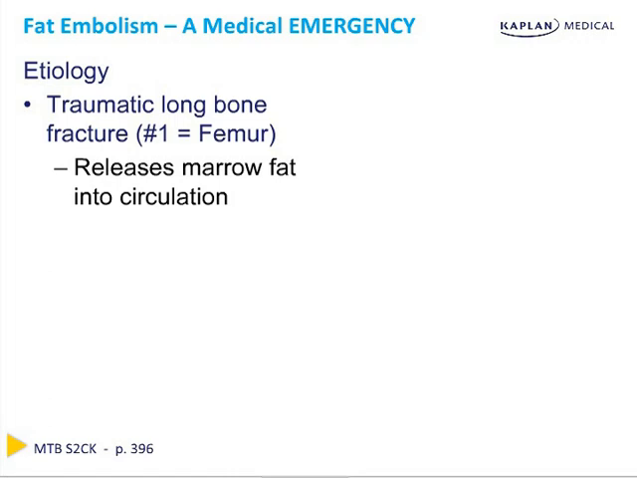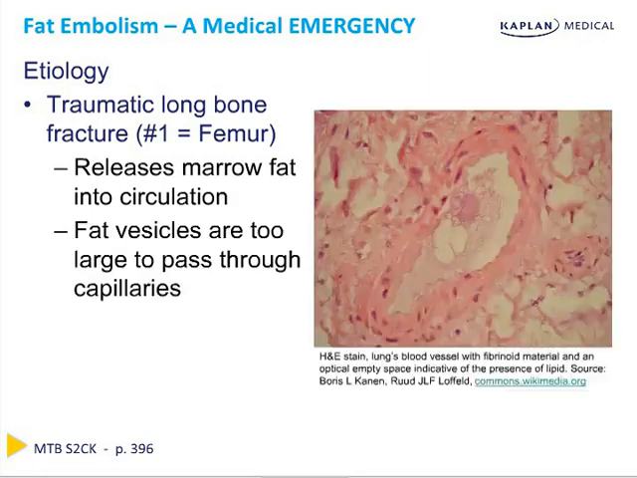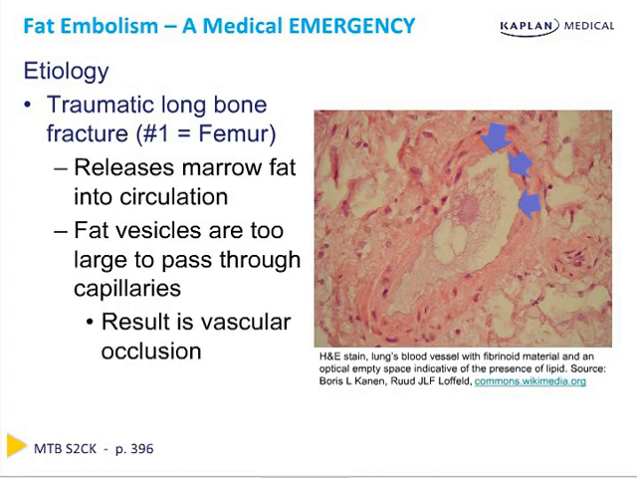The central medullary cavity of long bones contains fatty bone marrow, which is able to escape the bone after a fracture and enter into the bloodstream. Much like a blood clot, however, these fat vesicles are too large in diameter to pass through the smallest capillaries and thus become stuck, leading to vascular occlusion and poor perfusion of the tissues beyond the occlusion.